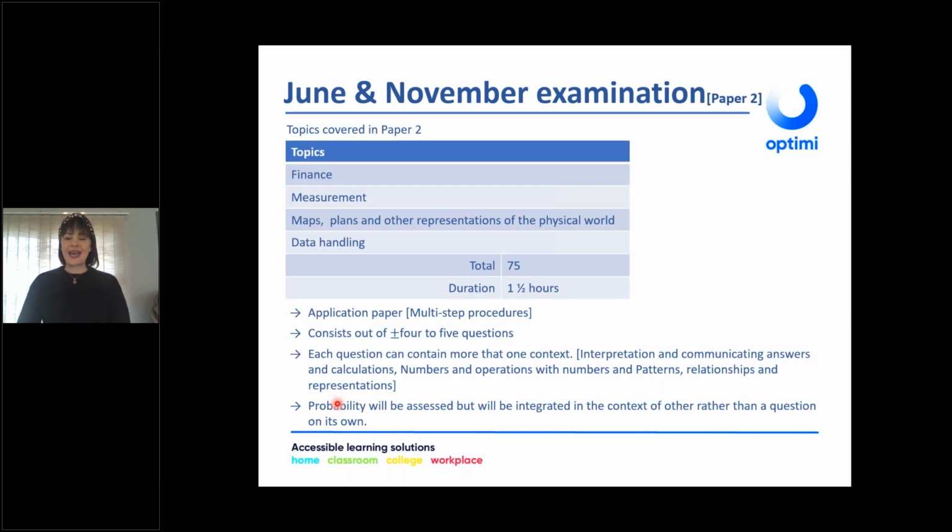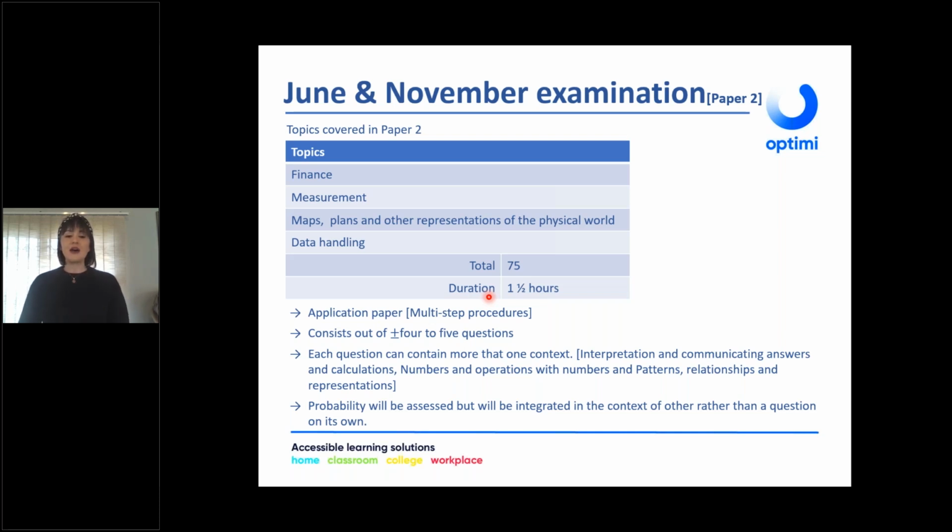Now let's have a look at paper two. Now paper two, you will see the questions or the topics covered in this paper, they are exactly the same. So you are still going to be doing a question on finances, a question on measurements, a question on maps, plans, and other representations, as well as a question on data handling. Once again, this information is on your November examination. So the total will be 75, and you will have a duration or a time of 1.5 hours to complete the paper.